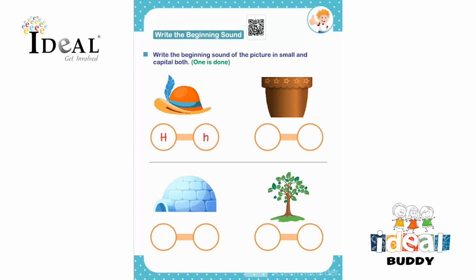Hello everyone. In this page, the child will write the beginning sound. That is, they have to write the beginning sound of the picture that is given over here in small and capital letter both. And one is done for them for their reference. So, the first picture is of a hat. The beginning sound is H. So, the capital letter H and the small letter H is written over here.